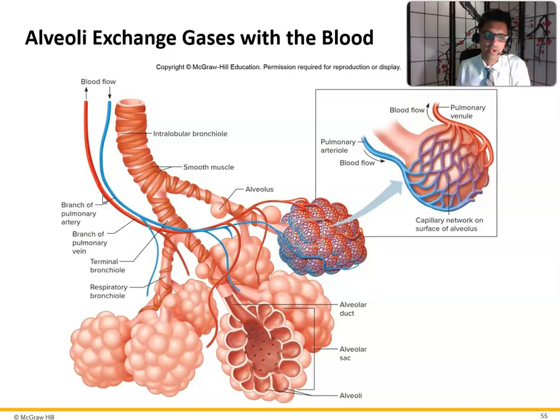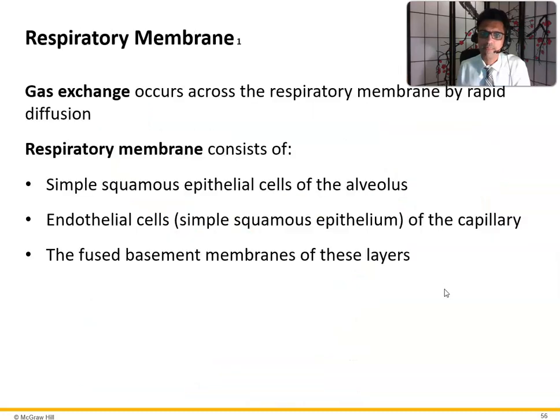You've got the pulmonary artery, which is blue. Remember, it's bringing deoxygenated blood here. And then once it's oxygenated, the pulmonary vein will take it back to the heart, the left atrium. So gas exchange will take place here, and it's usually a process of diffusion. Remember, diffusion means movement across a membrane from high concentration to low concentration.